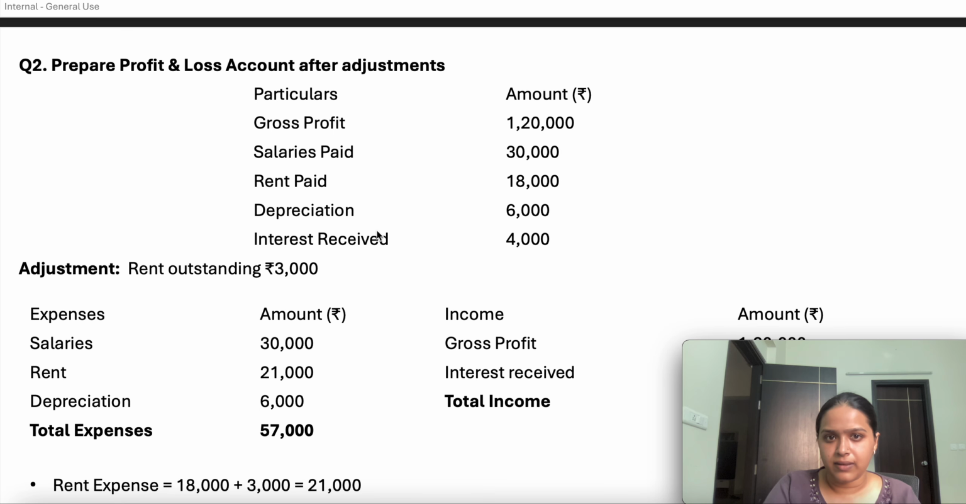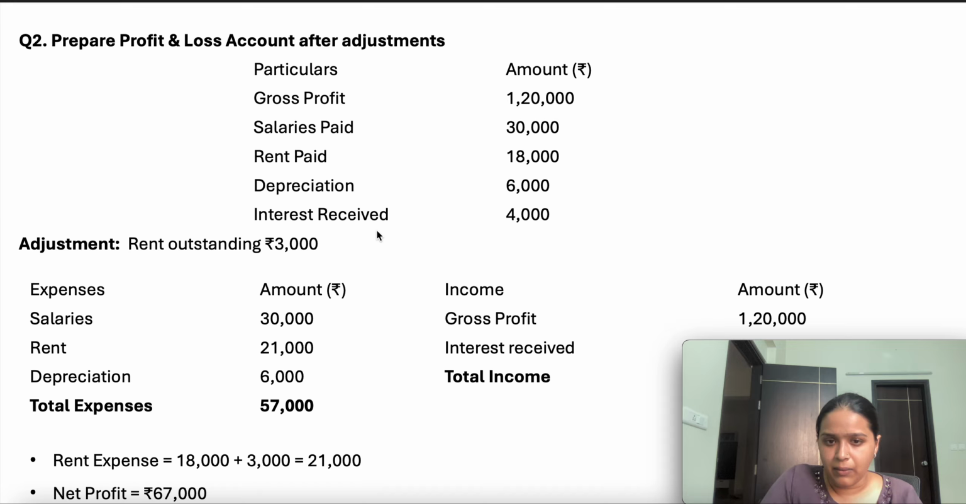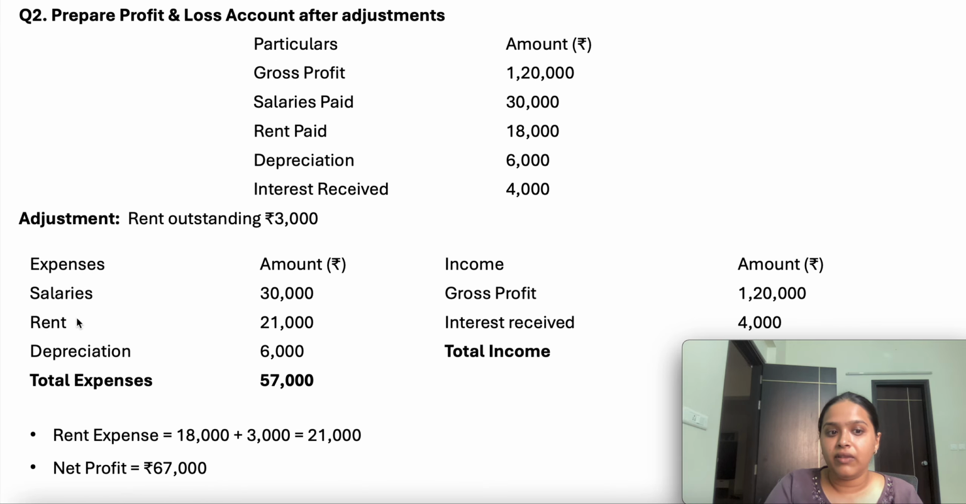The next question is very similar to the previous example, but there is one adjustment that we have to learn. In the given information they have said rent paid 18,000. It means here you can find only the figure which was actually paid in cash or through bank, but there is a rent outstanding of 3,000. The journal entry for rent outstanding is rent expense to rent payable. It means the rent expense will increase by 3,000, and it will be 21,000 from 18,000.